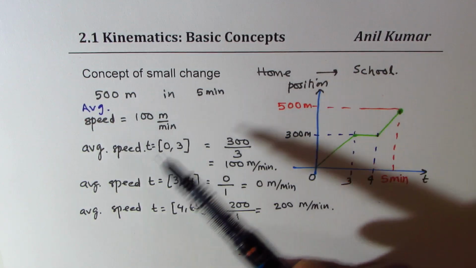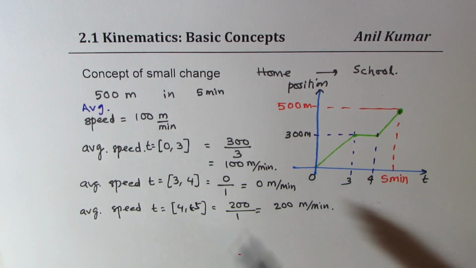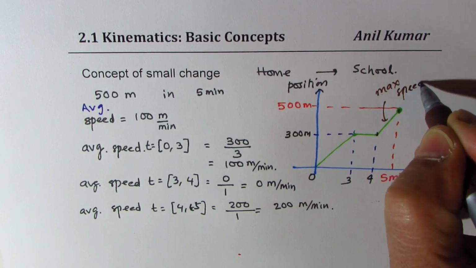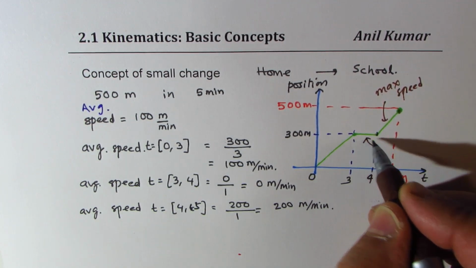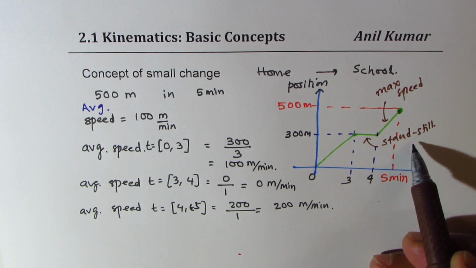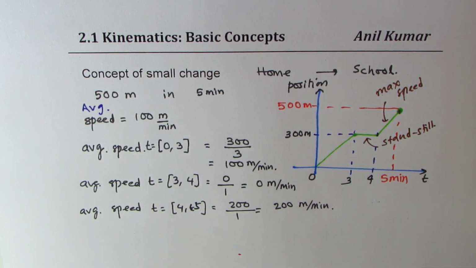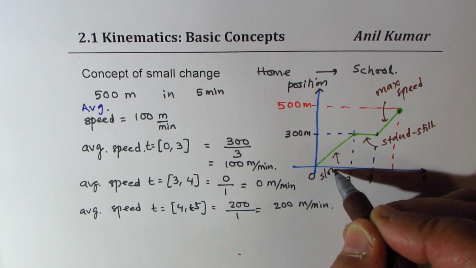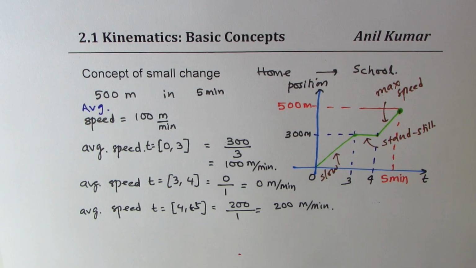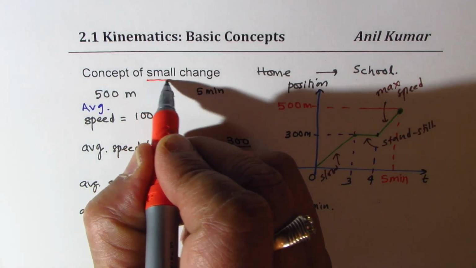So if we analyze our journey into smaller bits, we get more details about the whole journey. So we can now say that at this time, the speed was maximum. Kind of rushed to school. Here, it is standstill. As far as motion is concerned, you will say stationary, zero movement. Zero movement is part of our motion. It's very important to understand that part, right? And this is a good start. Let's say slow. So we can give more details if we break down our journey into smaller bits, and that is how we come to this idea of small change.